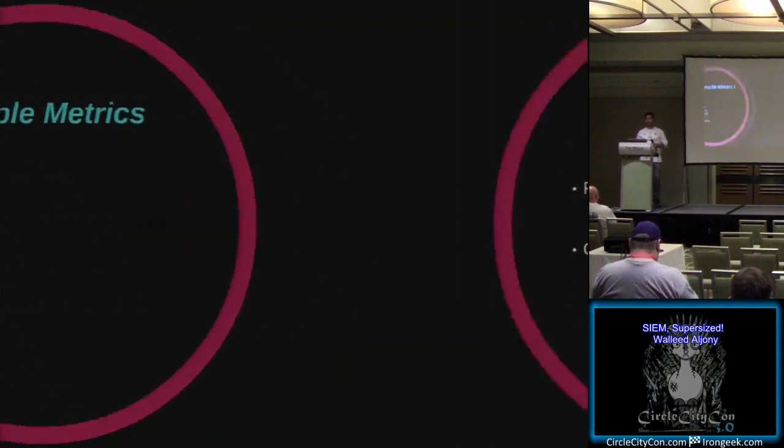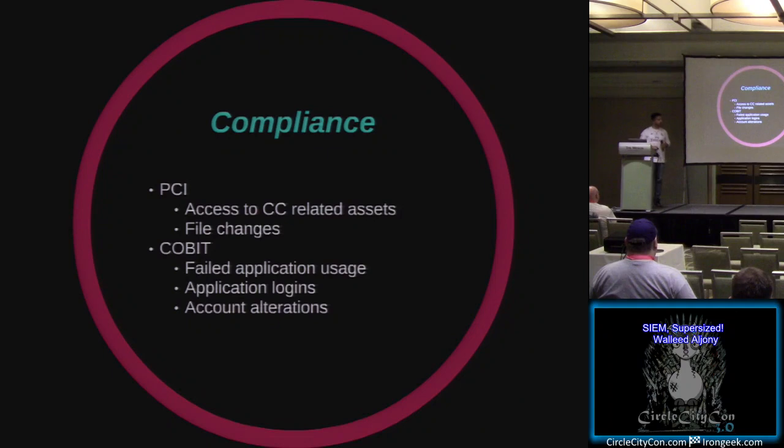Some other reasons for metrics would be compliance. I know PCI and COBIT have a bigger part of utilization for SIMs. I know the access for the credit card related assets and file changes are a big couple of those. Also for COBIT, if you're monitoring application logs and your application usage, and if there are attempted logons and failed logons within your application service, that's something that you want to see for those compliance reasons. There's plenty of compliance that you can utilize SIM for.